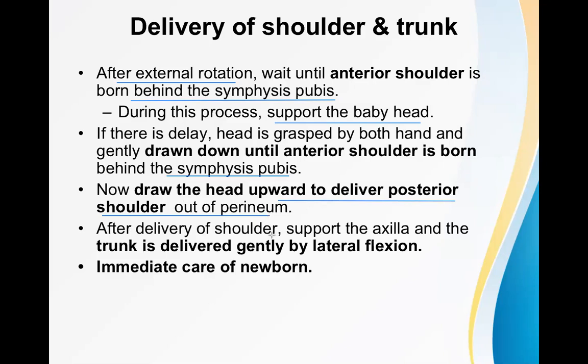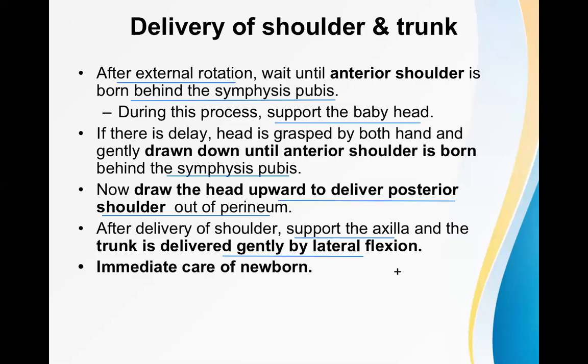After delivery of the shoulder, support the axilla. We should catch on the axilla of the baby, and the trunk is delivered gently by lateral flexion. It will easily come out because the body has a smaller diameter in the baby. Once the head and shoulders are delivered, the body will follow. Now the whole baby is born.